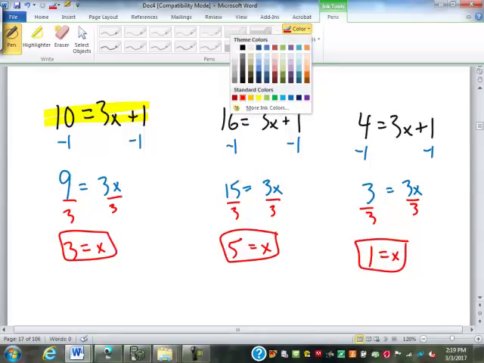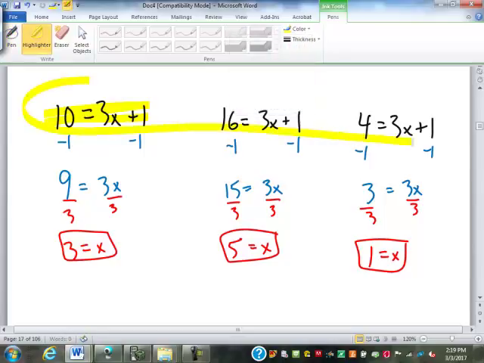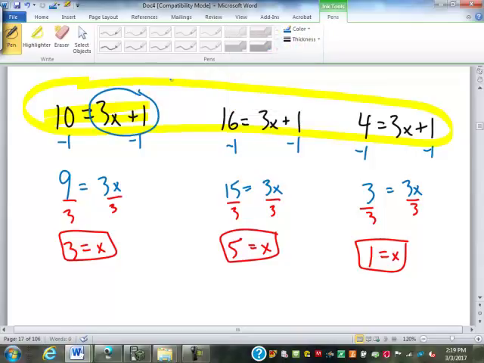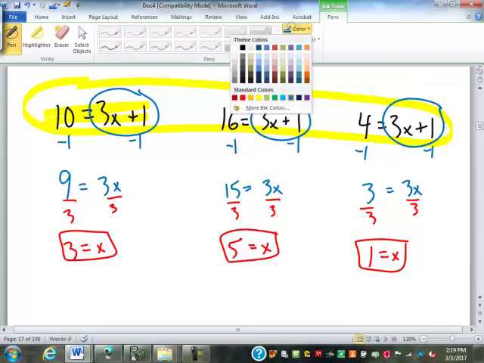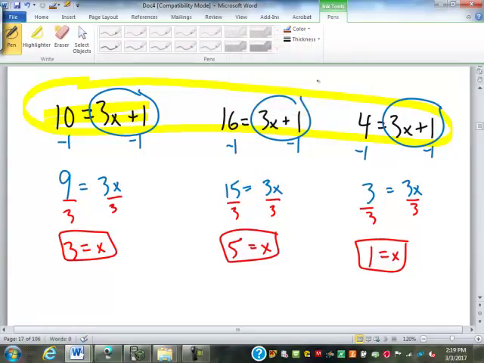Well, this is what we call a family of equations, because I solve all of those equations with the exact same process. And the reason is this side of the equation looks exactly the same. All of them are 3x plus 1. And like I said, there's an infinite number of equations I can write of that form. 3x plus 1 equals a number.